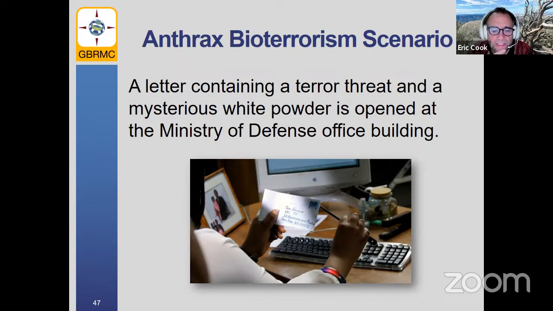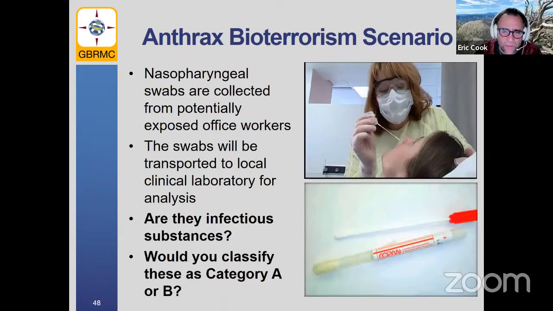We have a letter containing a terror threat, and it has some white powder. When it's opened, some of the white powder spills out. On the letter, it says that you've been infected with anthrax or something of that nature. Let's say the police have determined that this is a credible threat, that they believe this may be a real incident.